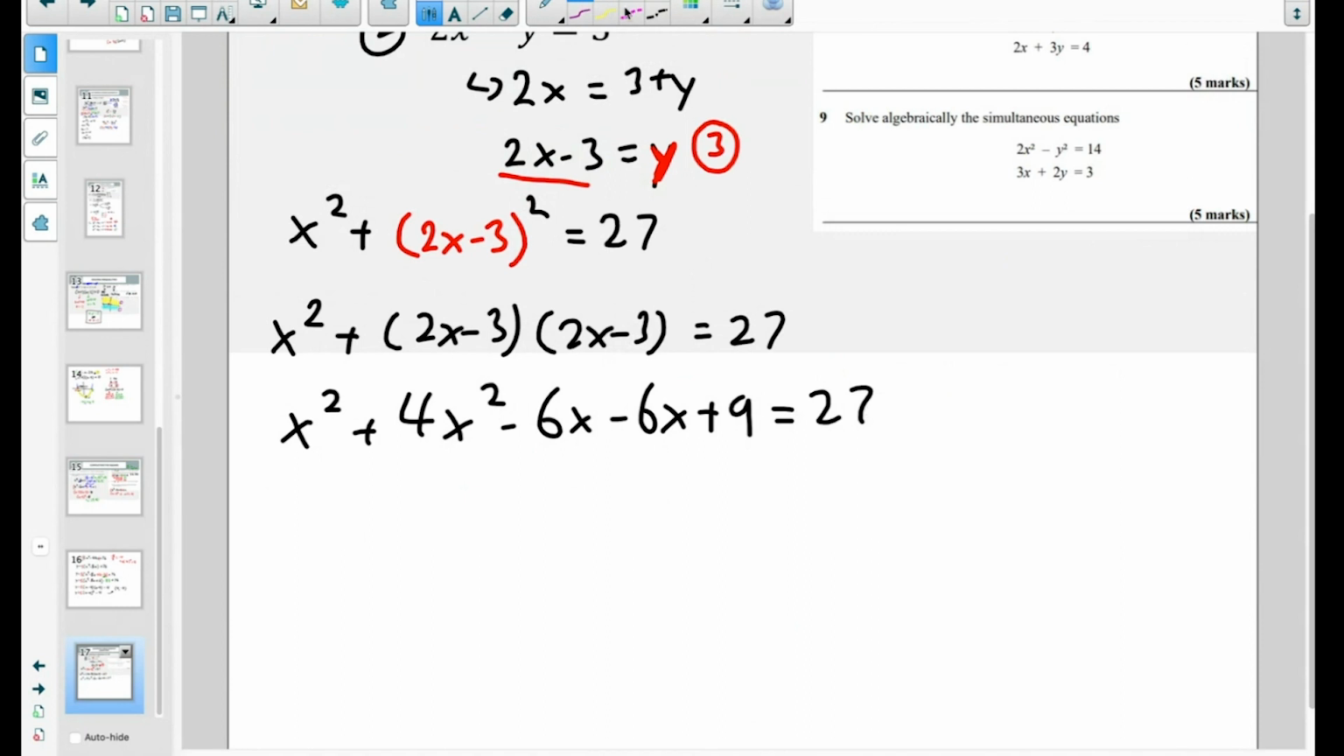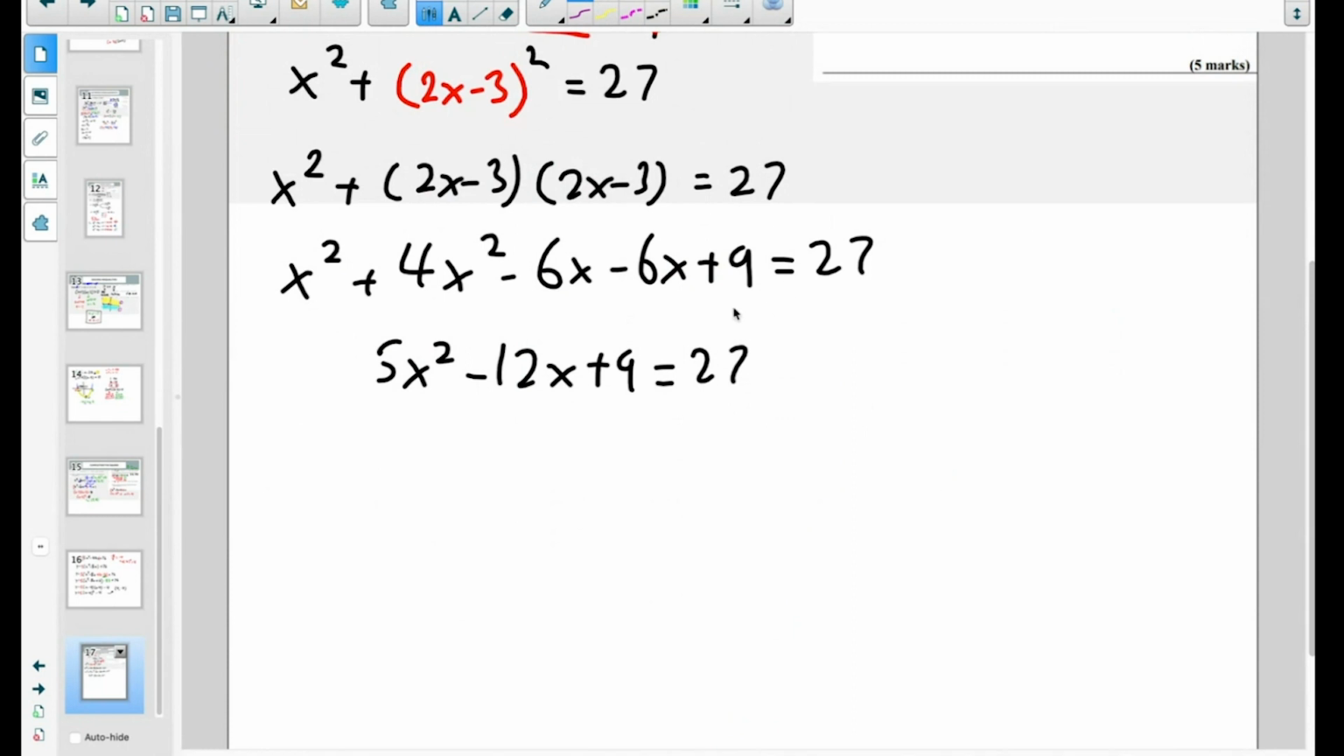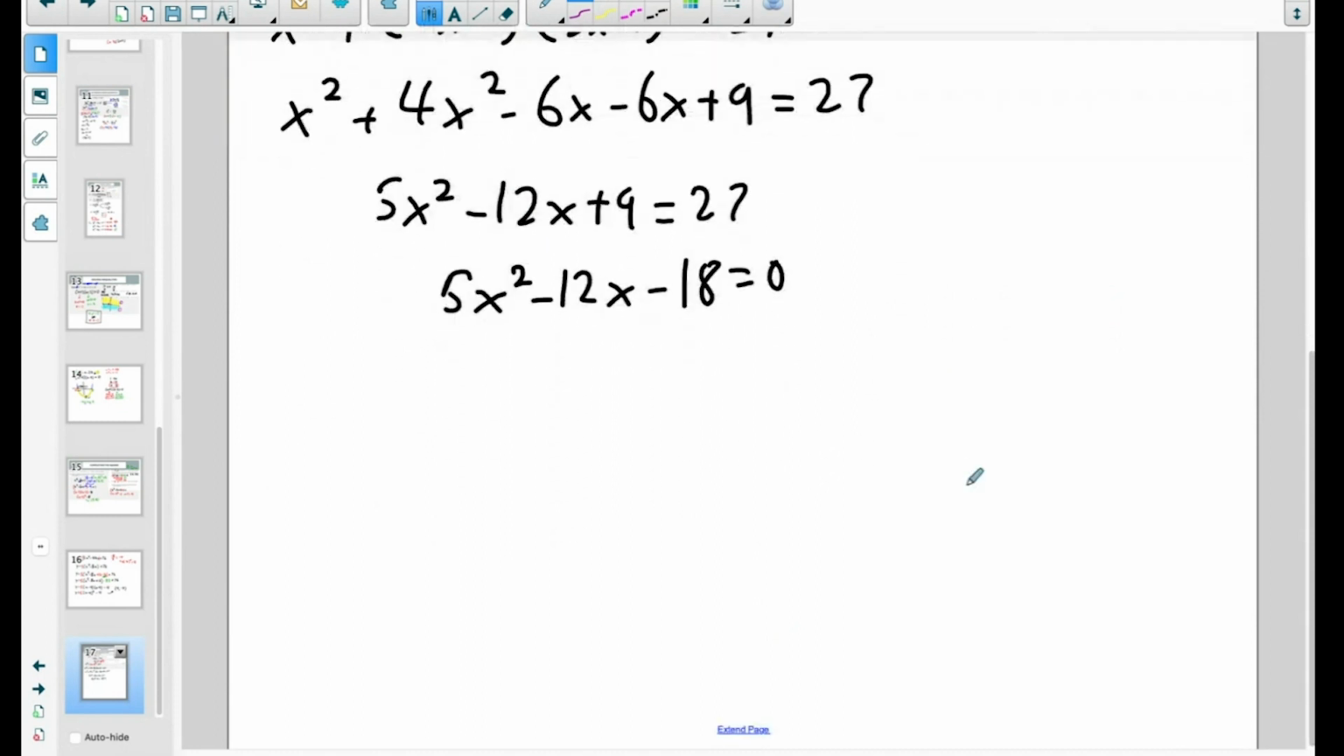And then we're going to simplify. So we'll get x squared plus 4x squared gives me 5x squared. We'll have minus 12x plus 9 is equal to 27. And because we're looking at a quadratic equation, we want to set this equal to 0, okay? So let's get rid of that 27 from the right-hand side. Let's subtract that from both sides. We'll get 5x squared minus 12x minus 18 is equal to 0, okay?